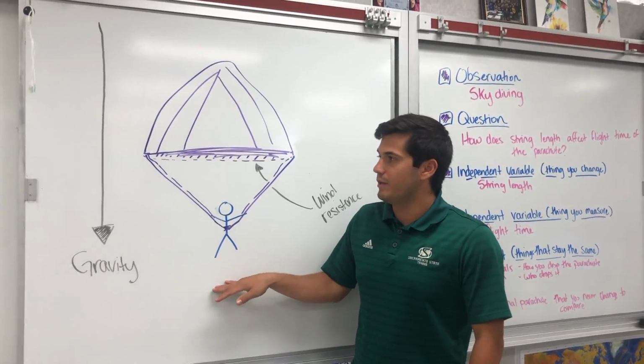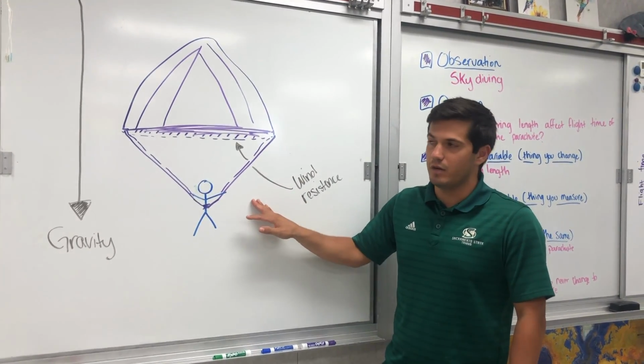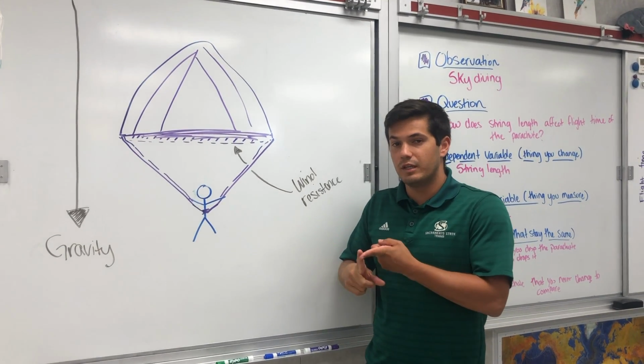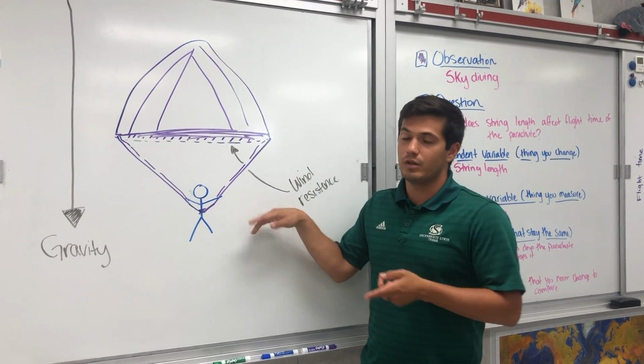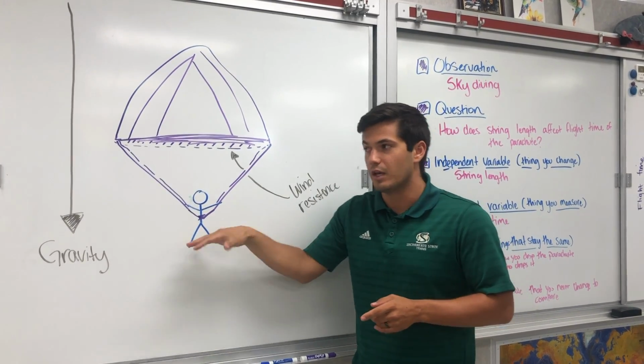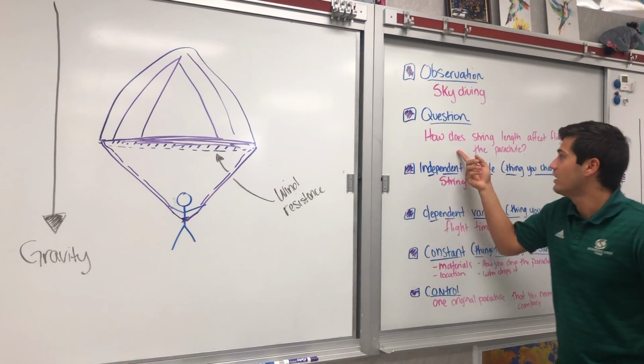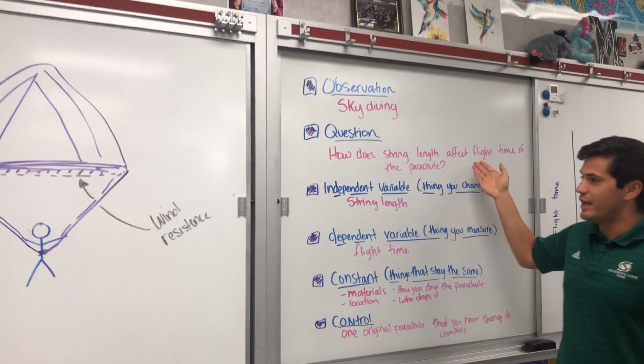So today we're talking about the scientific method, and we're specifically using a parachute model to talk about it. So you've already seen Miss Lincoln fall out of the sky doing her skydiving. That was our observation, right? You physically saw her doing something. And then we came up with our question. Our question being, how does string length affect the flight time of our parachute?